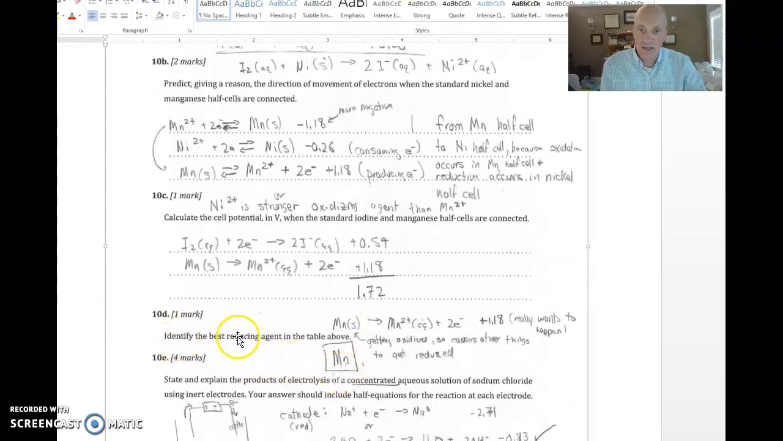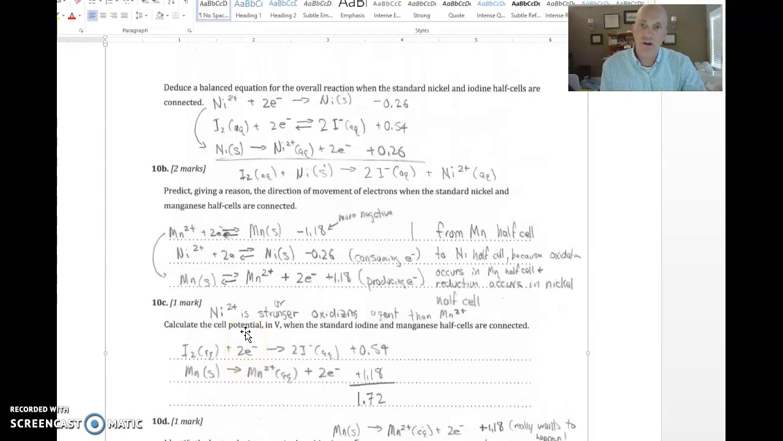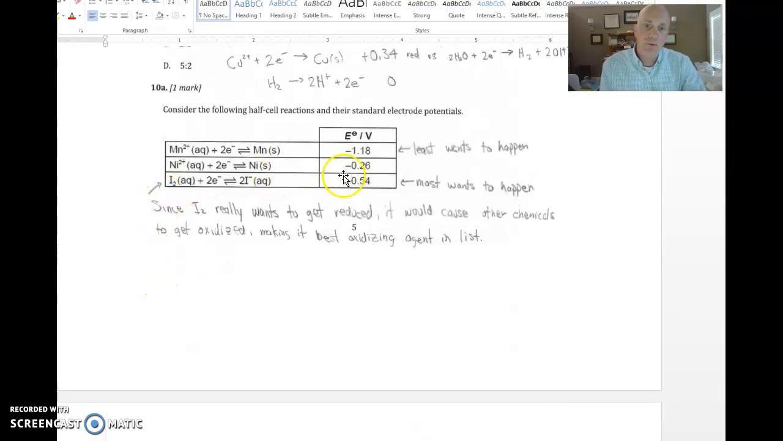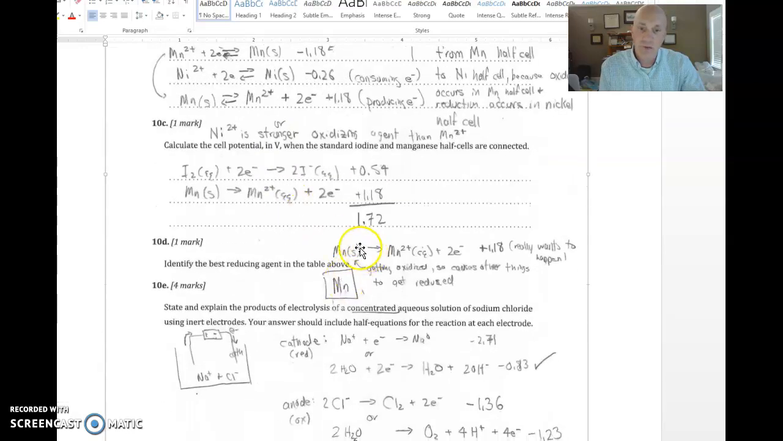In 10, identify the best reducing agent. So again, when you're looking at this, remember, the lower down on the list, the more positive things, those things, since they are things that want to get reduced, that means they themselves are oxidizing agents. So these are your best oxidizing agents. The thing at the top would be your worst oxidizing agent, and your worst oxidizing agent, the thing on the other side, is going to be the best reducing agent. So the best reducing agent is this guy right here. And so that would be your answer.